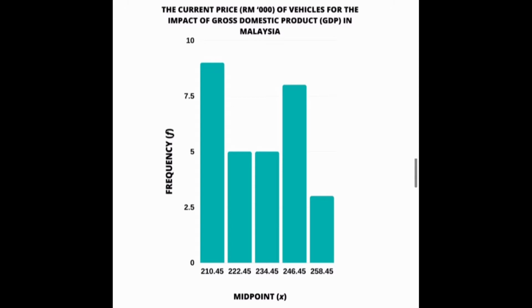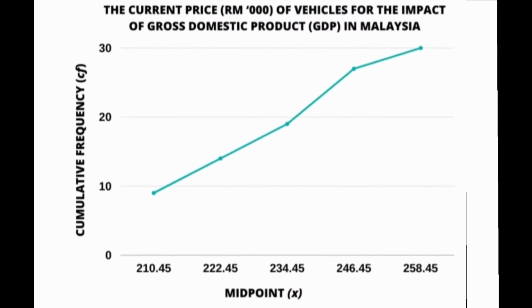Next, we will go to the line graph. For the line graph, we will use cumulative frequency and midpoint. For midpoint 210.5, the cumulative frequency is 9. For 222.45, the cumulative frequency is 14. For midpoint 234.45, the cumulative frequency is 19. And 246.5, the cumulative frequency is 27. And the last one is 258.5, the cumulative frequency is 30.